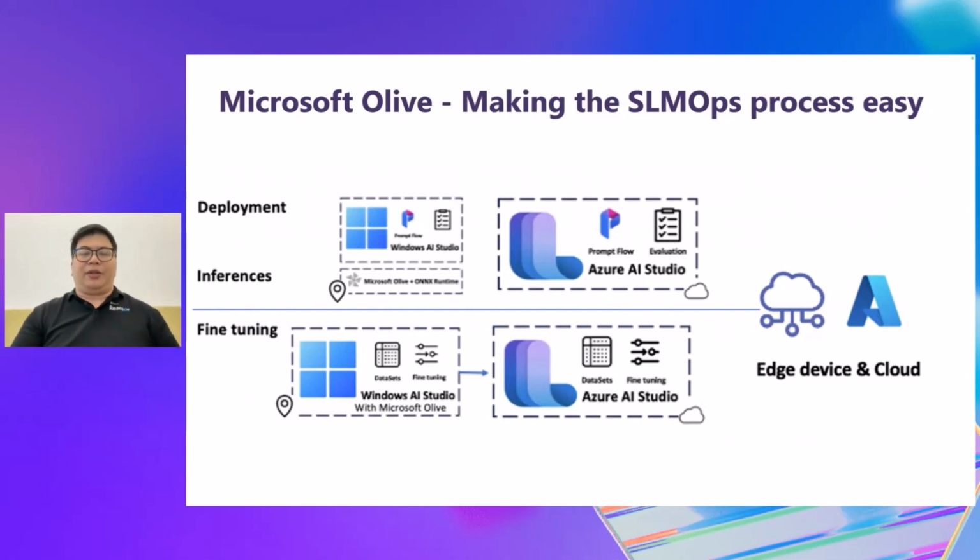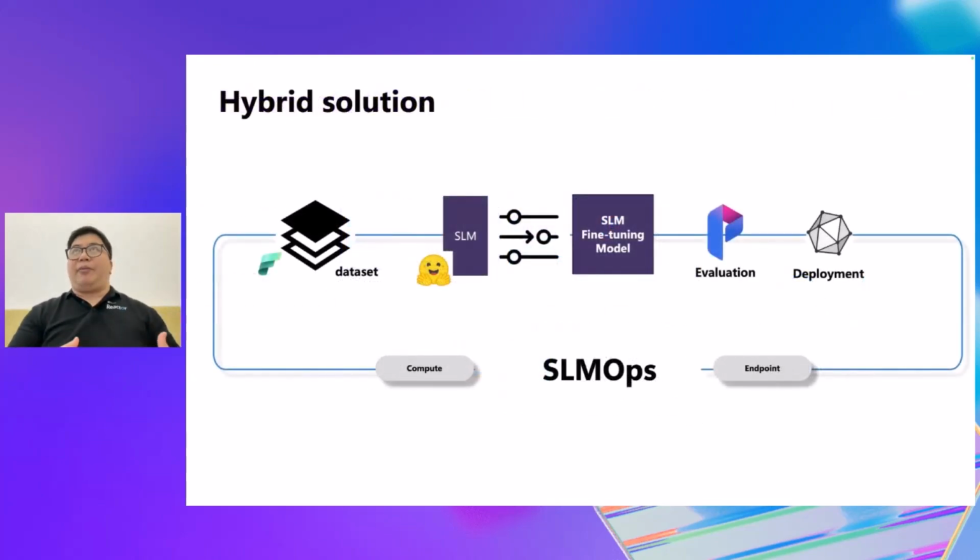For fine-tuning, including some Windows AI Studio. You can use Windows AI Studio to finish the fine-tuning. Of course, you can use the Azure AI Studio to fine-tune too. And for inference, you can use Microsoft Olive in your local environment to run inference on the model, set some inference model, and deploy the model in Azure or on the edge devices. So you can see this scenario. This is the hybrid solution. You can use Olive to control all the data, fine-tuning, evaluation, and deployment for Phi-3.